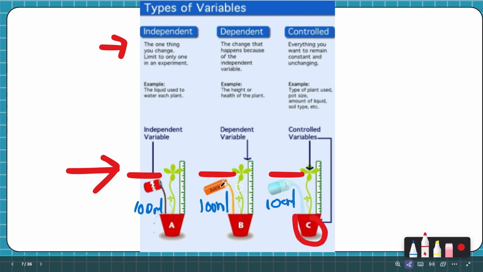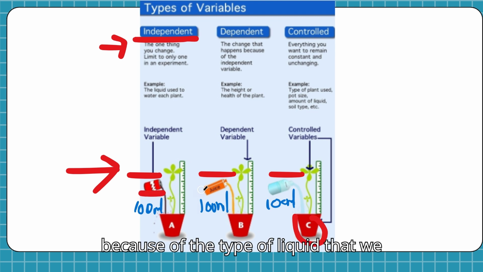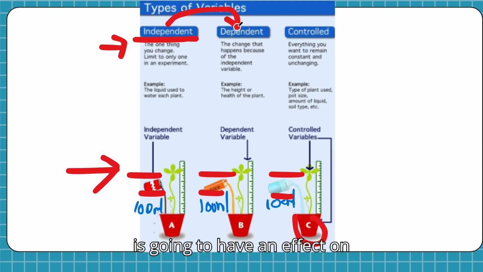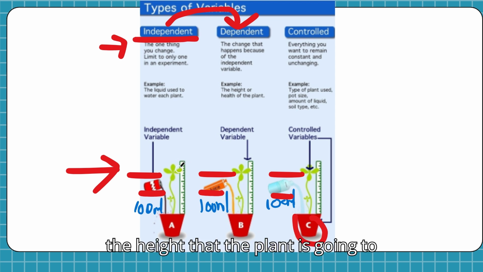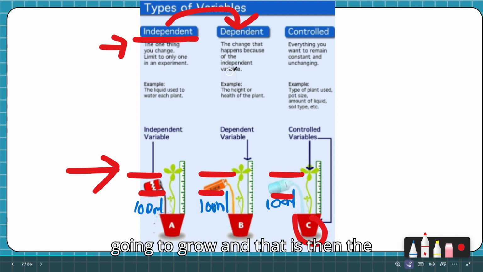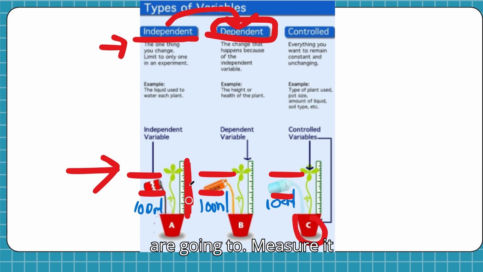Then, because of this independent variable, because of the type of liquid that we are changing every time, it is going to have an effect on the height that the plant is going to grow, the length that the plant is probably going to grow. And that is then the dependent variable, the thing that we are going to measure.